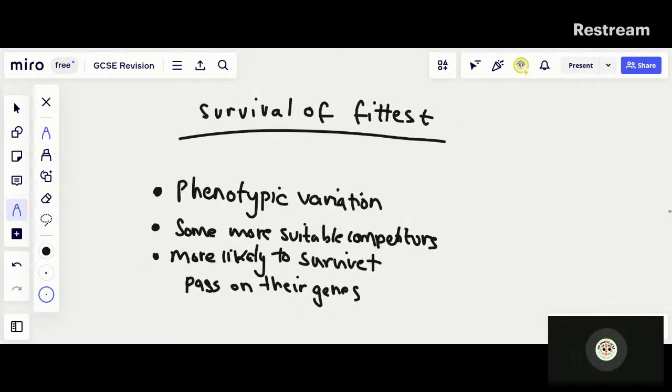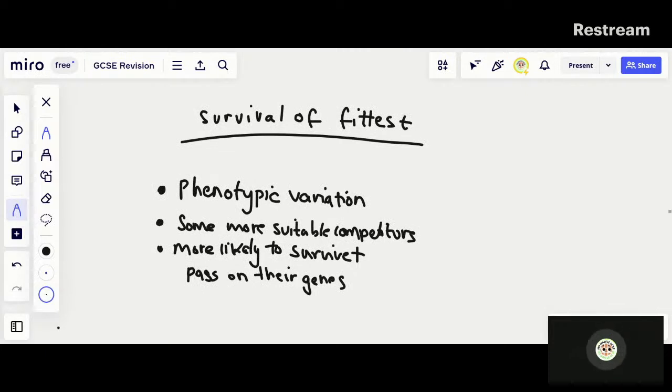Survival of the fittest is phenotypic variation, which means variation in the physical characteristics of an organism, which means that some are more suitable competitors and are more likely to survive than others. Successful organisms that survive are therefore more likely to reproduce and pass on their genes for the characteristics that made them successful. And therefore, the successful genes would pass on and spread very quickly. The organisms that are less well adapted would be less likely to survive, less likely to reproduce, and over time, less likely to pass on their genes to the next generation.